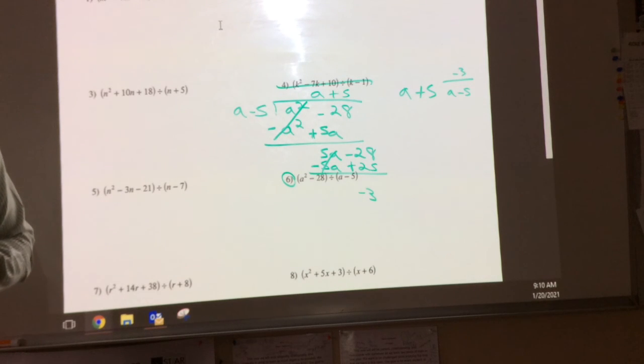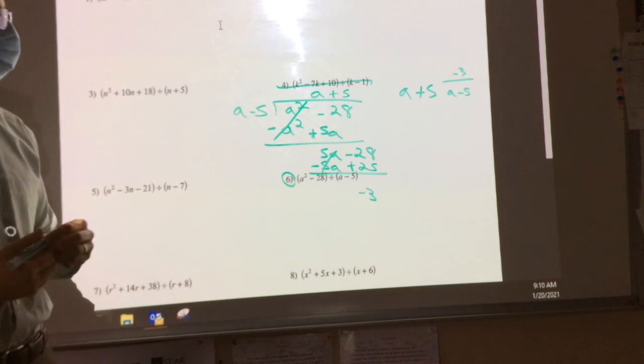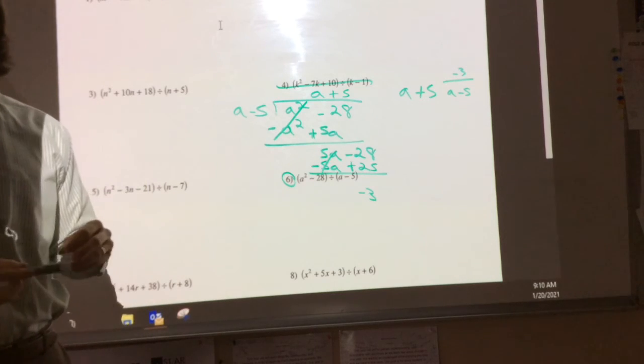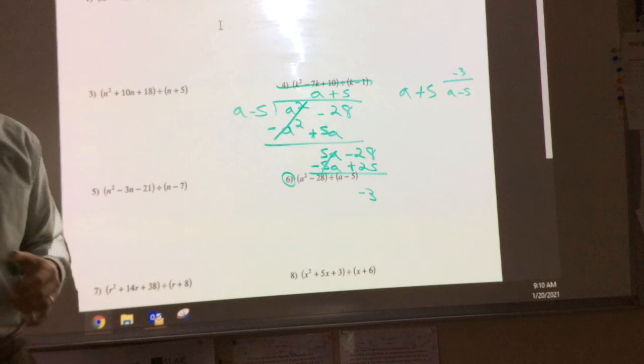With the remainder, if you FOIL it and then you subtract the 3, it comes out to the a squared minus 28. Okay, then yeah, that's what I would recommend doing. I've never tried it with a remainder, so it's a great question. I don't know the for sure answer to that.